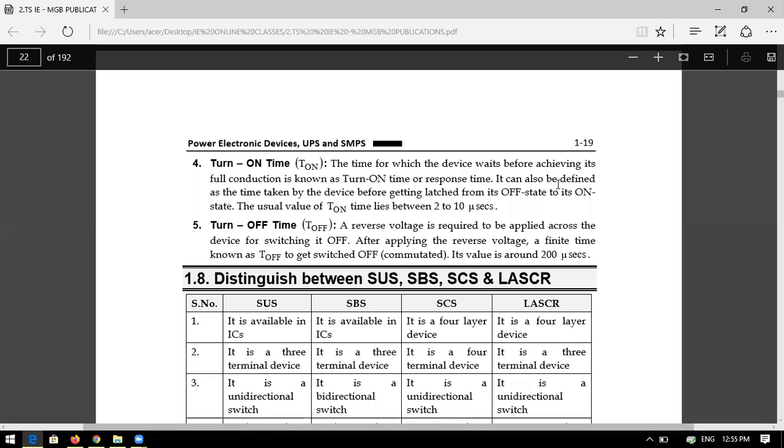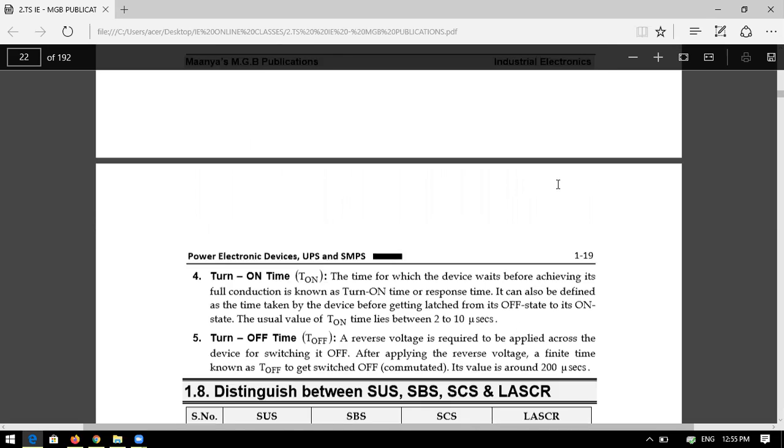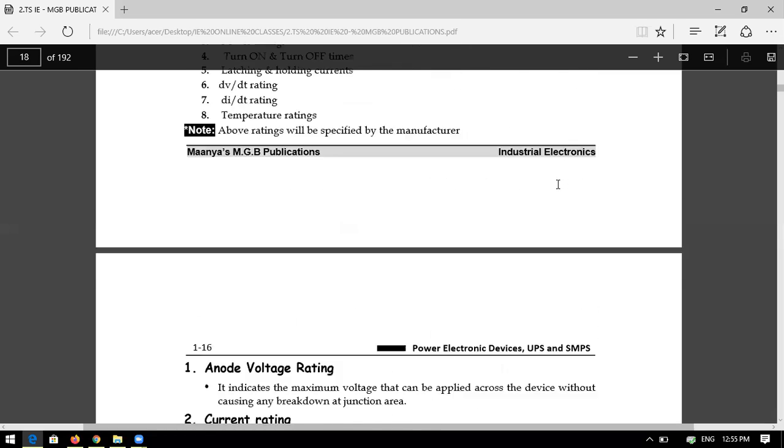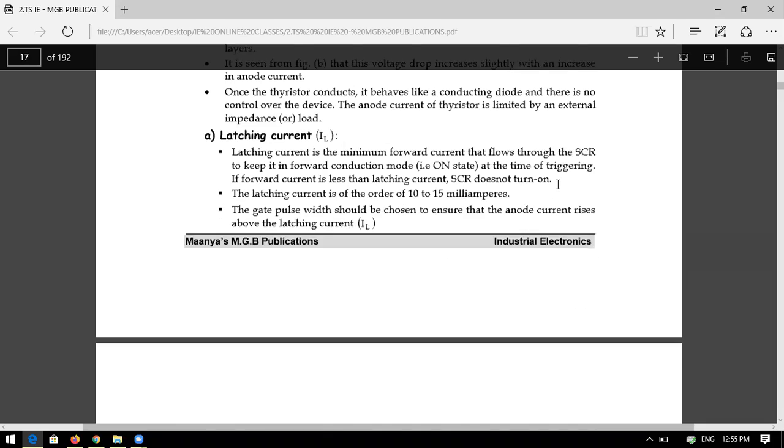How much time is taken for the device to turn off? This is called the turn off time, and it is in the range of 50 to 200 microseconds. Turn off time is more compared to the turn on time. T off is greater than T on. Okay, this is the definition, important ratings and important definitions of SCR or any thyristor family device.